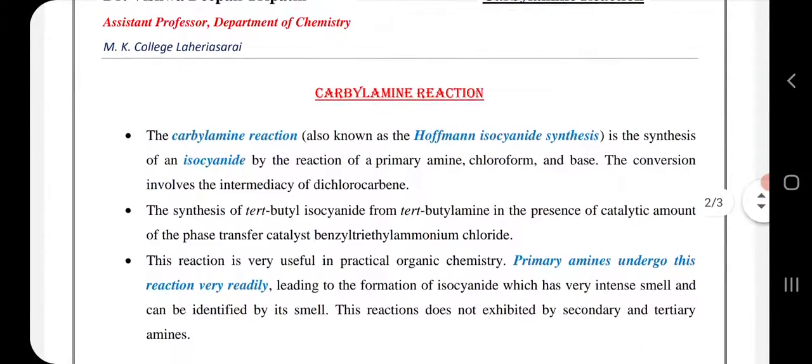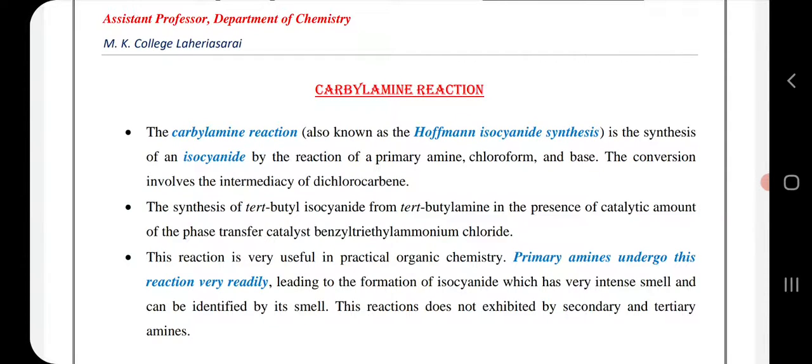So this carbylamine reaction is also known as Hofmann isocyanide synthesis. As I explained earlier, this reaction is one of the key reactions for synthesis of isocyanides. Due to this reason, it is known as Hofmann isocyanide synthesis, because it was reported by Hofmann. This reaction involves the use of a primary amine, chloroform, and a strong base, usually the alkalis NaOH or KOH, and it involves the intermediacy of dichlorocarbene.